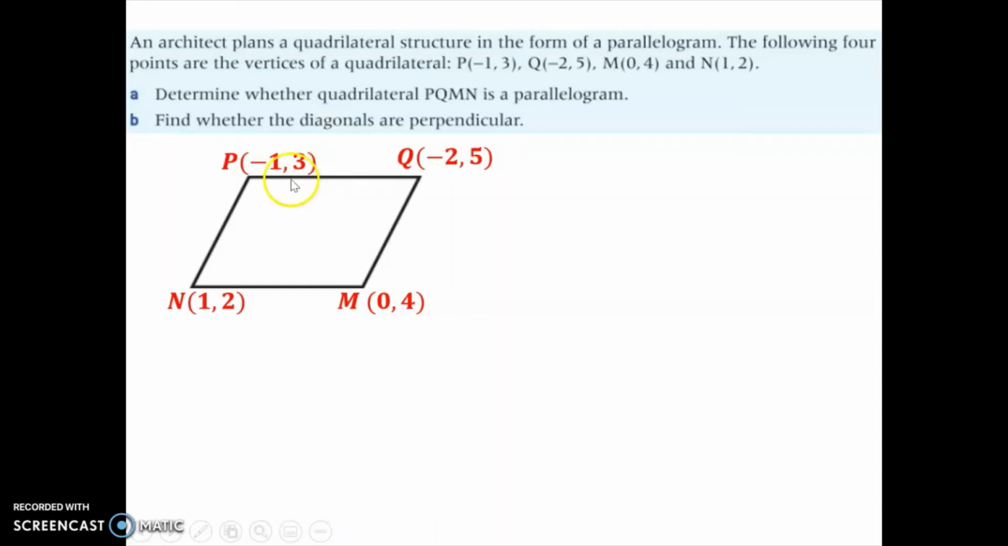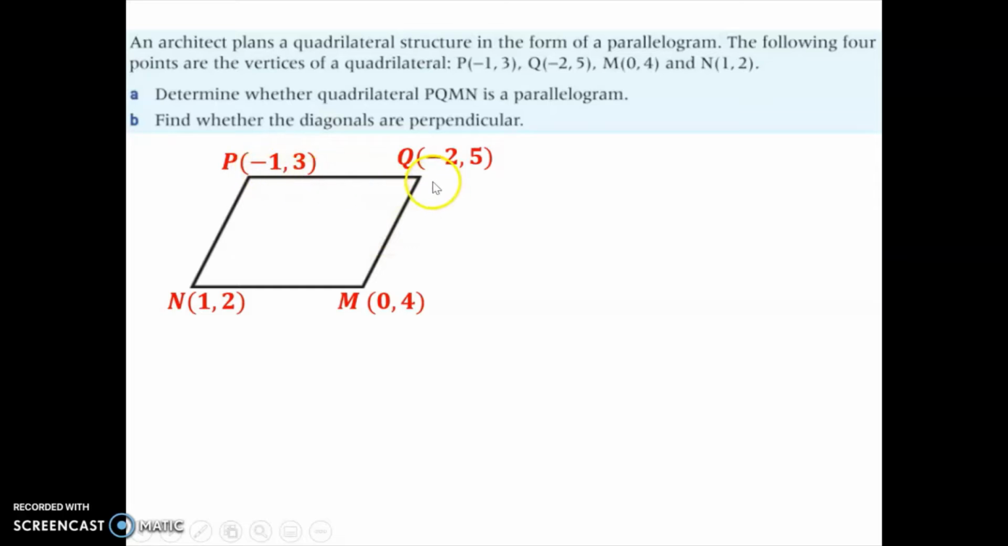We always go in order when we name a shape like this. Okay, P, Q, M, N. So determine if this is a parallelogram. I just gave you a hint about that. If this is truly a parallelogram, then this side will be parallel to its opposite side, and this side will be parallel to its opposite side.